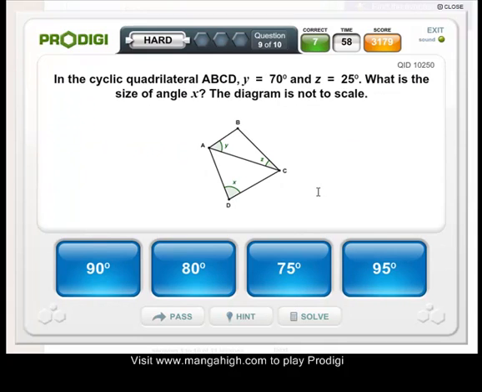So now, with a little bit of help from Prodigy, we have upgraded to hard. We got 3 questions right, and now we're in hard. So in this one, y equals 70, and z equals 25. What's the size of angle x? Well, I actually have no idea, so I'm just going to press solve here.